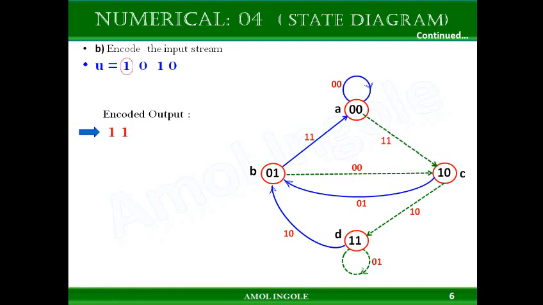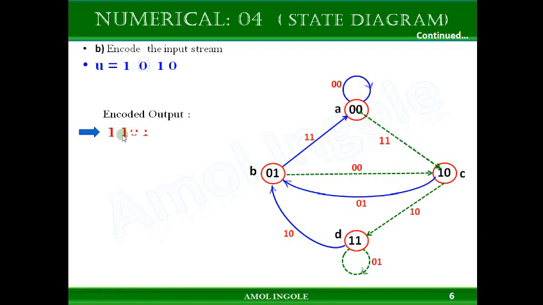For a 0 input bit we are using darker lines from the state. So we were in the initial state 0 0, then the input bit 1 was given and it took us to the 1 0 state with output 1 1. So we'll be writing the encoded output as 1 1 here.